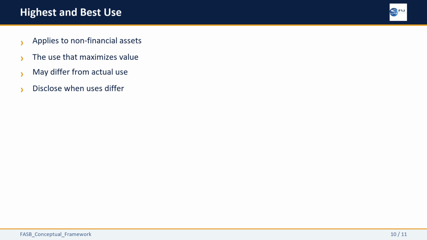One last idea, and it can be counterintuitive. For non-financial assets, fair value assumes the highest and best use, the use that maximizes the asset's value to market participants. The catch is that this may differ from how you actually use the asset. A plot of land you use for storage might be worth far more to the market as a development site, and fair value reflects that higher use. When the actual use differs from the highest and best use, you disclose that fact. Fair value asks what the market would pay, not what you happen to be doing with the asset.